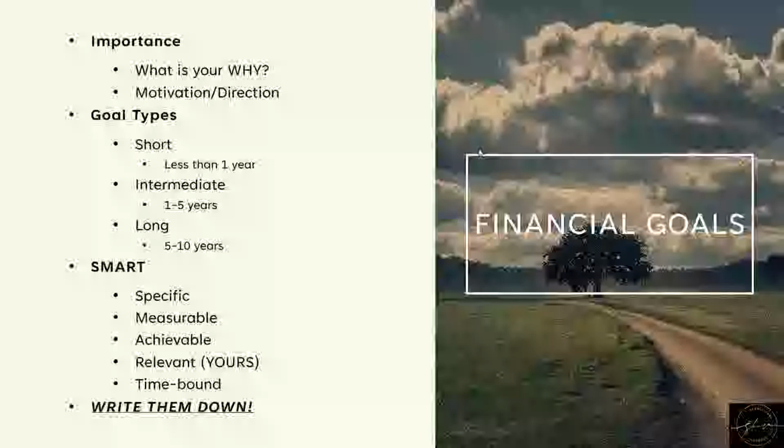So goal types: short, intermediate, and long. Short is less than a year. Intermediate's 1 to 5 years. Long term's 5 to 10 years. So make sure that these goals have 5 specific components. They need to be specific. They need to be measurable. They need to be achievable. They need to be relevant, or yours, so they are able to be met by you because you feel that pain and you feel that need to want to strive to win with this.